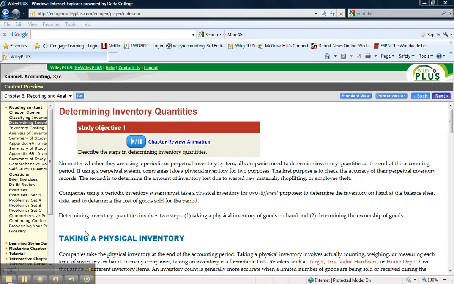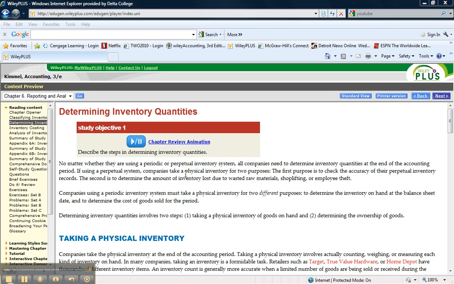In Chapter 5, we learned about the periodic and the perpetual inventory systems that are out there for companies to track their inventory. They choose one or the other. In the perpetual system, you remember companies have their inventory accounts and their cost of goods sold balances updated continually, transaction by transaction. And in the periodic system, that doesn't happen.